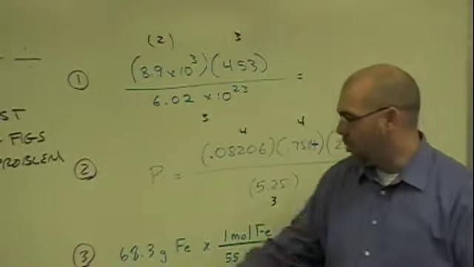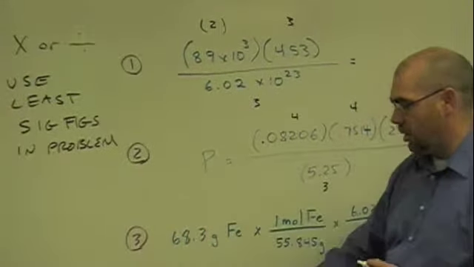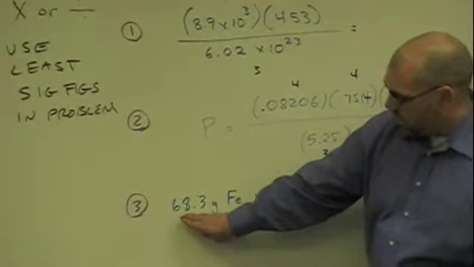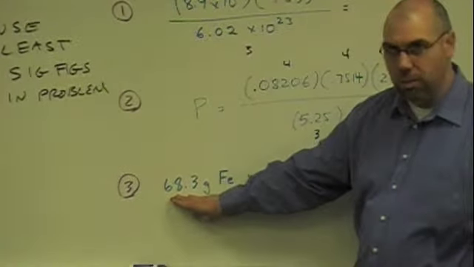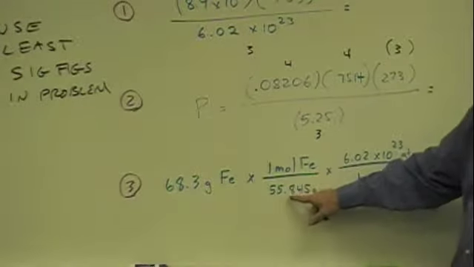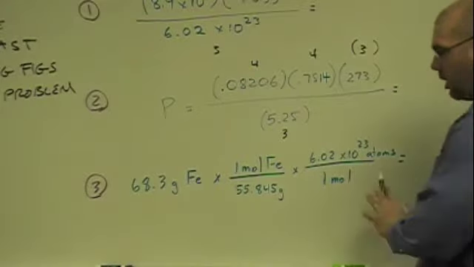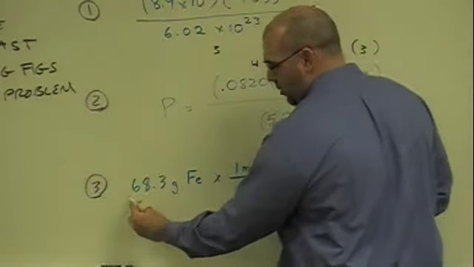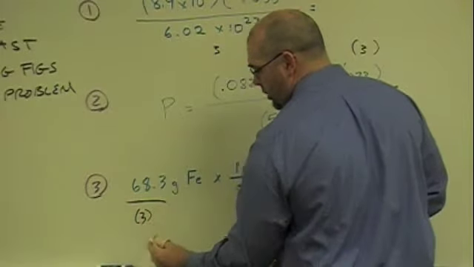And then number 3 here, I threw this one in because this is our first example of using definitions. This 68.3 is our only measurement. So our sig figs come from this. This is a definition or an exact number. Same thing here. We don't count these. Your significant figures come from here. We're looking at 3 sig figs.